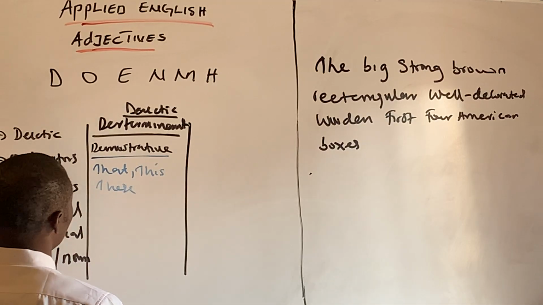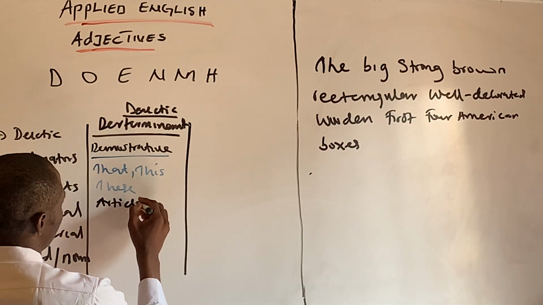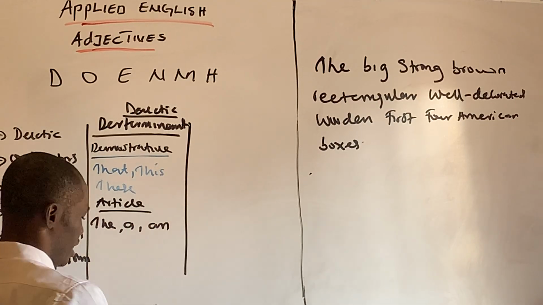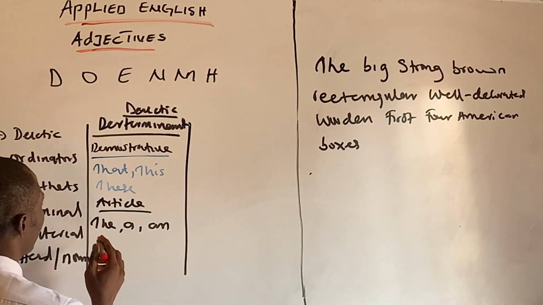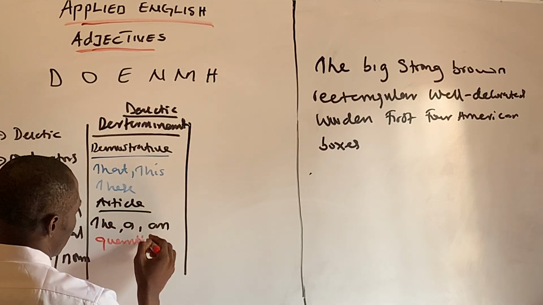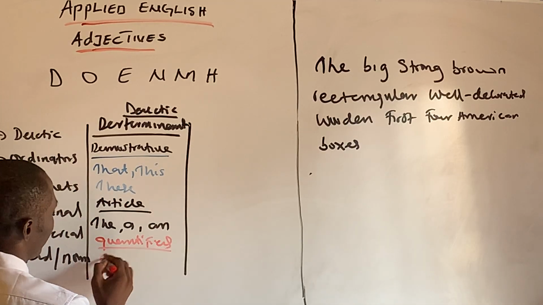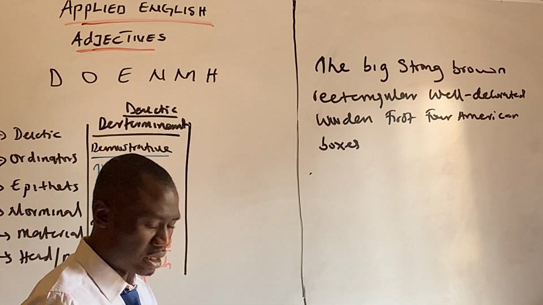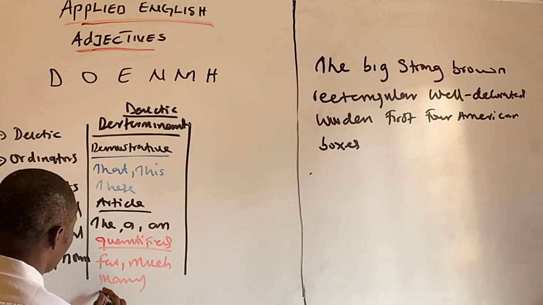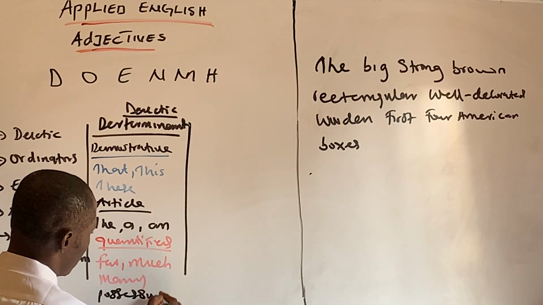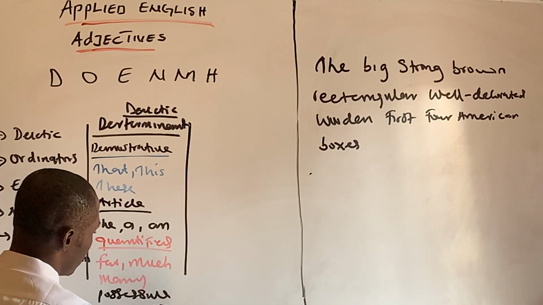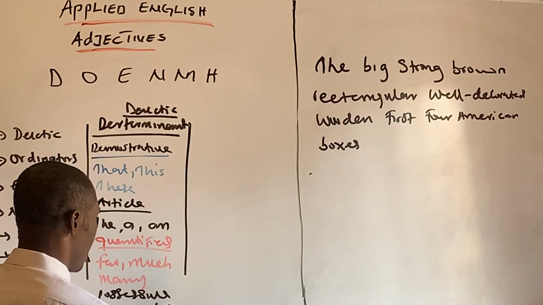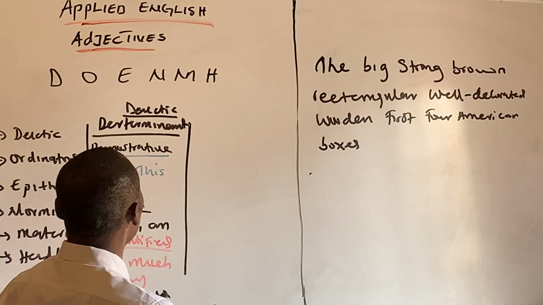Then we have the articles. Over there we have the, a, and an. Then we have the quantifiers. For the quantifiers, we have few, much, many, etc. A lot of those. Then we have the possessive. For possessive, we have mine, his, her, a lot of those also. Okay, now we want to talk about the ordinators.